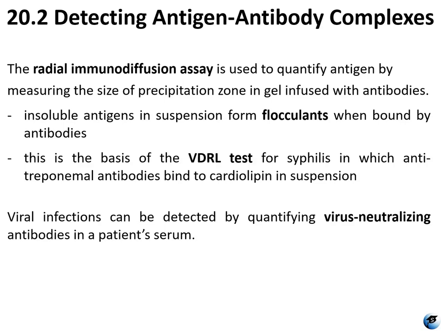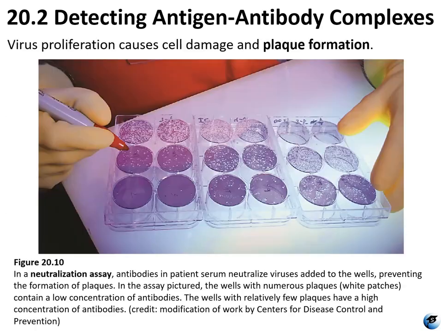So this is a routinely used test, and again, it basically is looking for complexes that form from antigens and antibodies binding to each other and forming a solid that you can actually see in either a gel or a liquid medium. Viral infections are often detected by quantifying the virus-neutralizing antibodies in serum in this way. Virus proliferation causes cell damage and plaque formation. So for this test, you're looking for plaques.